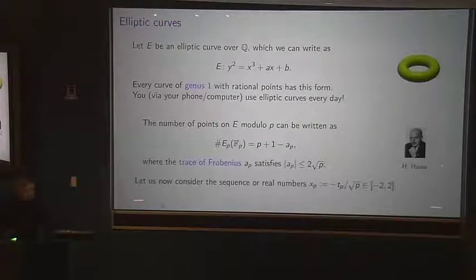Coming back to the problem of counting points modulo p, if we do this on a genus zero curve, we found that we always got p plus 1. And p plus 1 we should sort of think of as the default value. That's what we should expect to see.